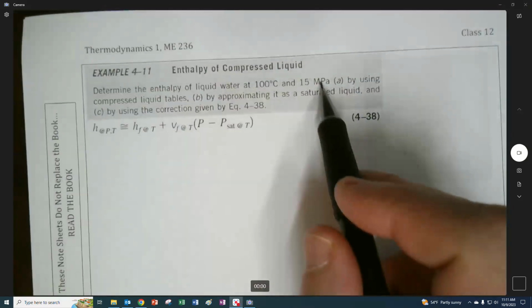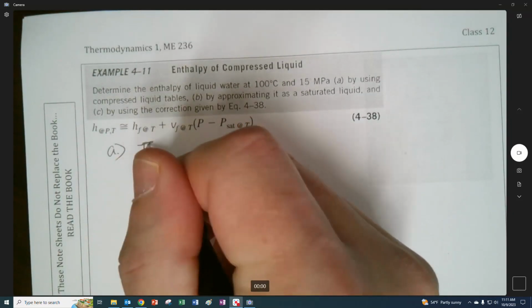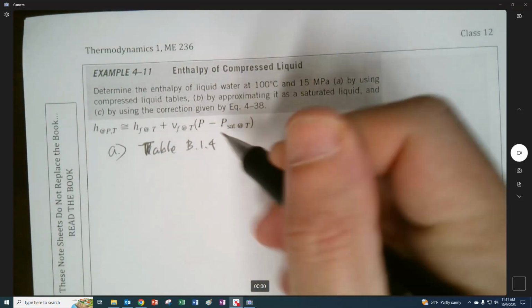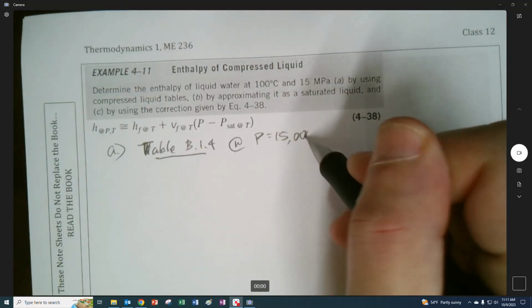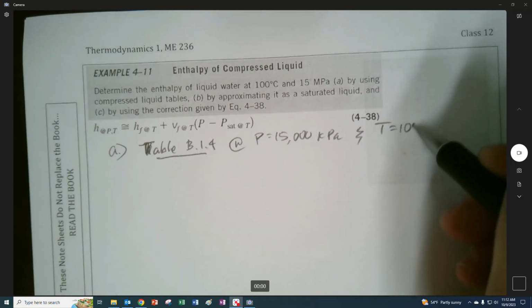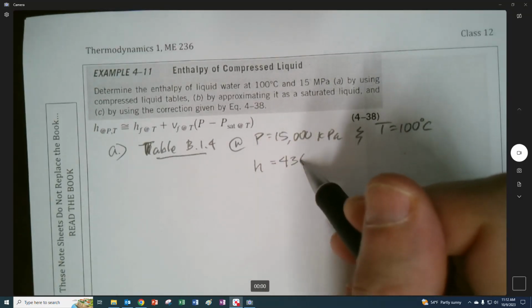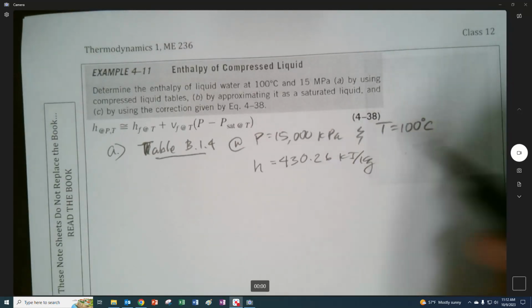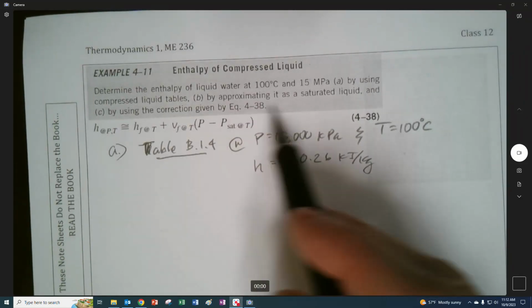So that's part A, using the compressed liquid tables. That's table B.1.4 at P equals 15,000 kPa and T equals 100 degrees Celsius. We found that h was equal to exactly 430.26 kilojoules per kilogram. Now let's try approximating it by treating it like a saturated liquid.